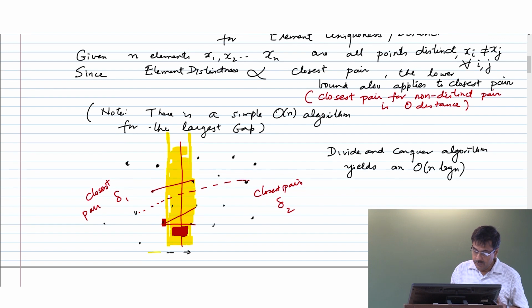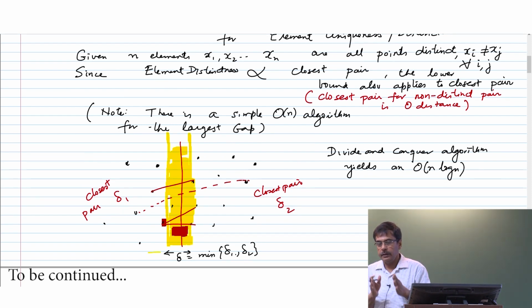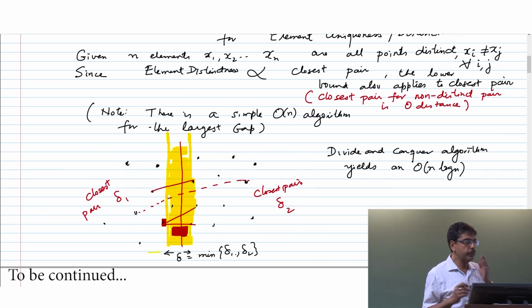So, you need to basically look at points within this narrow width of maybe delta, that is the minimum of delta 1, delta 2. Okay. Because any points that are further apart than that cannot be closer than delta 1 and delta 2. We already have pairs that are as close as the minimum of this. So, within that, you then have to show how many points can occur within that narrow slit, and with some argument you can show it's order n and you are done. Then you can do the merging. Okay. So, I am not going into further details.